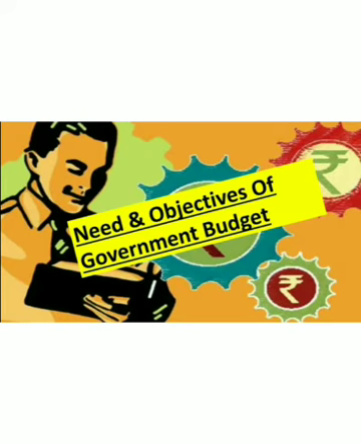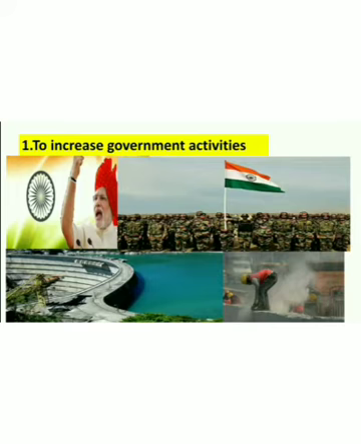Now let's see what is the need and what are the objectives of the government budget. Why do we need a government budget, right? The first important point is to increase government activities. In order to mobilize the large resources to meet the expenditure required, a government budget is required. There are several activities that the government is undertaking, like construction and various other activities. So in order to increase those activities for public welfare, budget allocation is required.